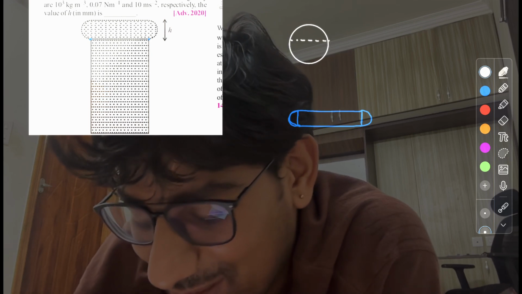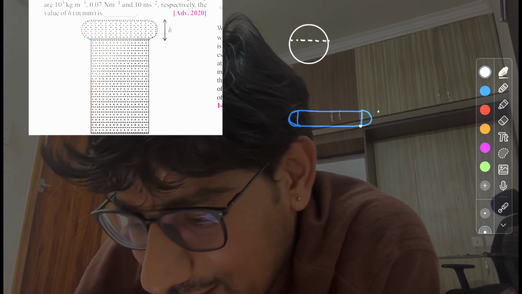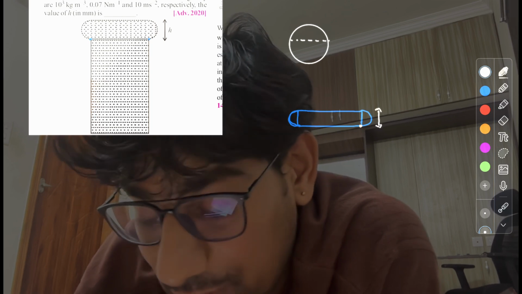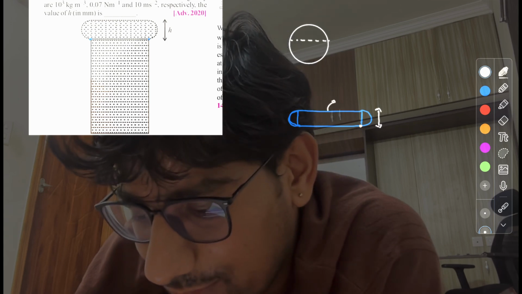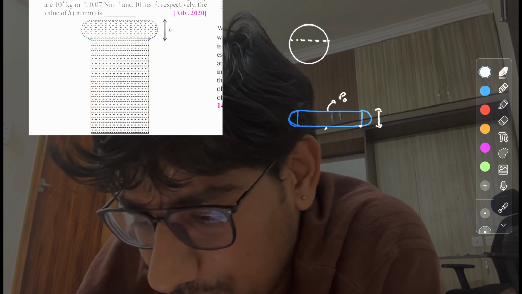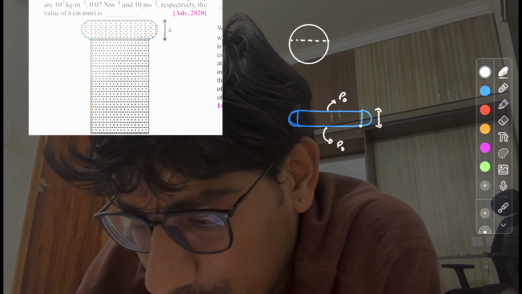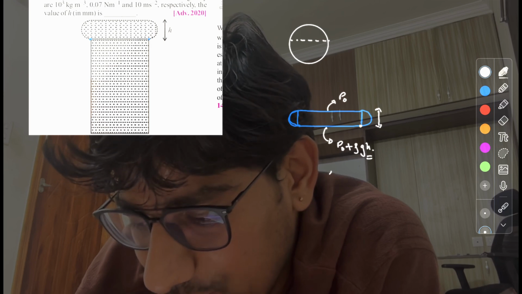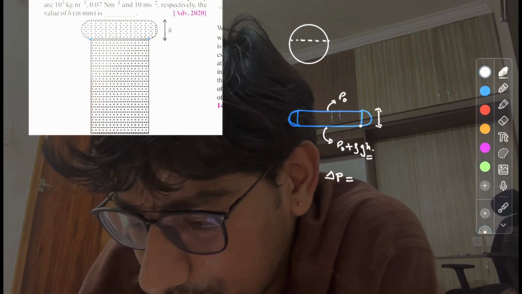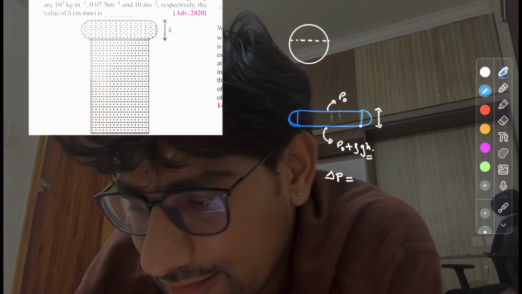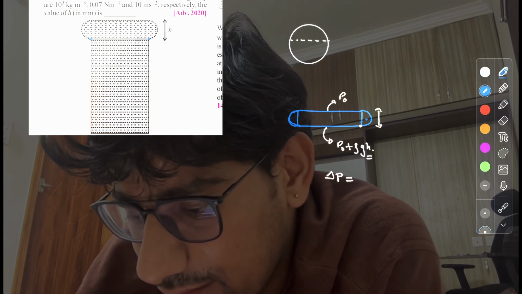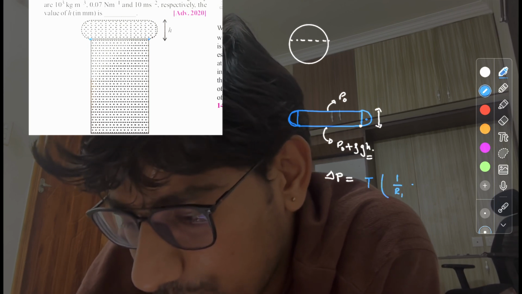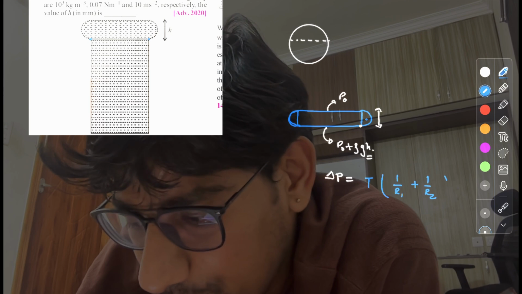Now they are saying that to find out this h, there is going to be one pressure variation because of height difference. Let's suppose the pressure here is P naught. So pressure here is going to be P naught plus rho g h, and another pressure difference is going to be because of this surface. This side is a concave side, and this side we will have a pressure difference of T (1 by R1 plus 1 by R2).